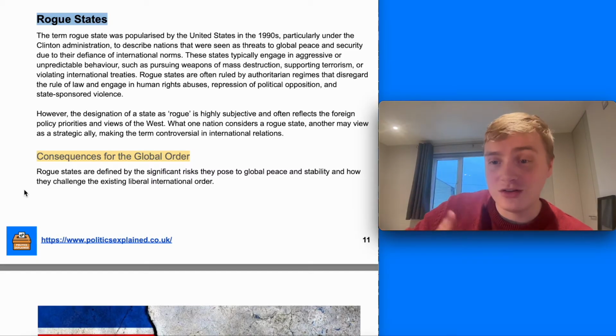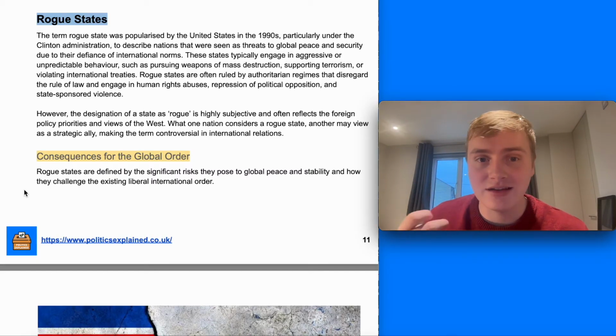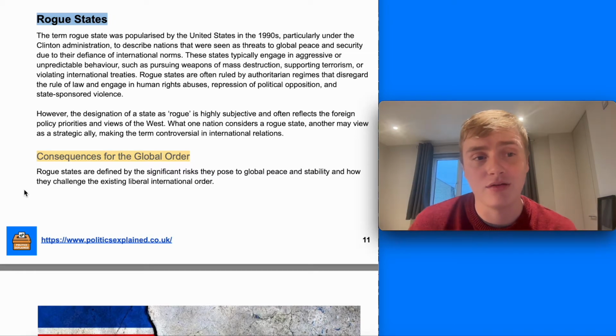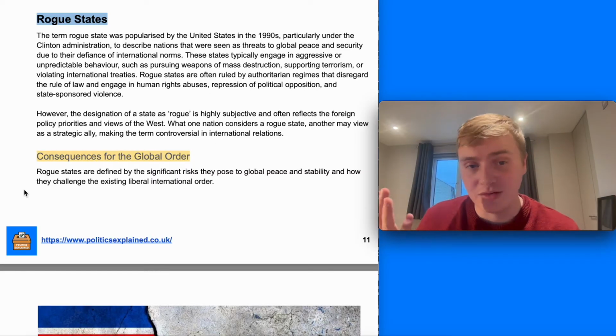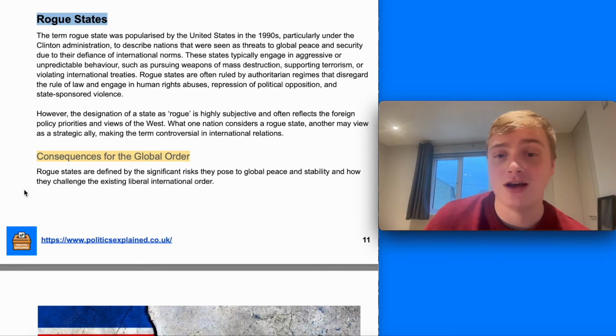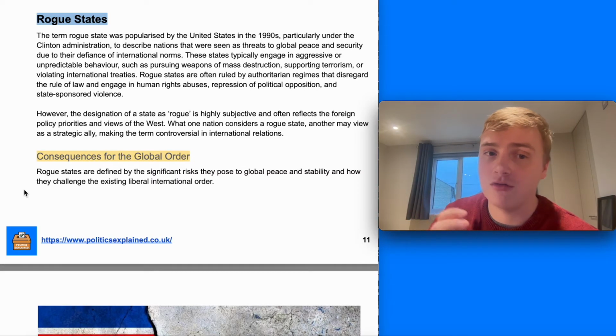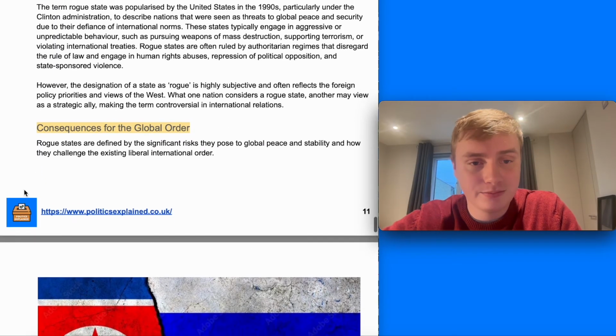It's worth noting that the designation of a rogue state is highly subjective and often reflects the foreign policy priorities and views of the United States in particular. So what one nation might consider a rogue state, others may view as a strategic ally, making it quite a controversial term in international relations.